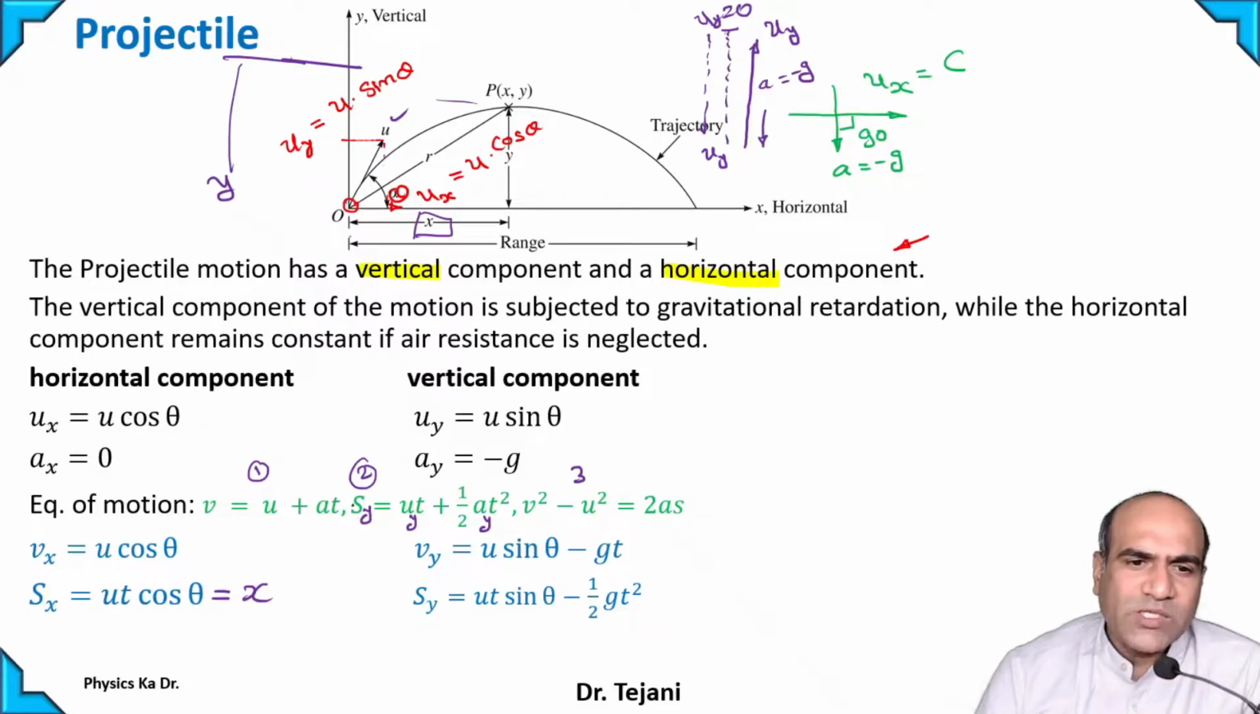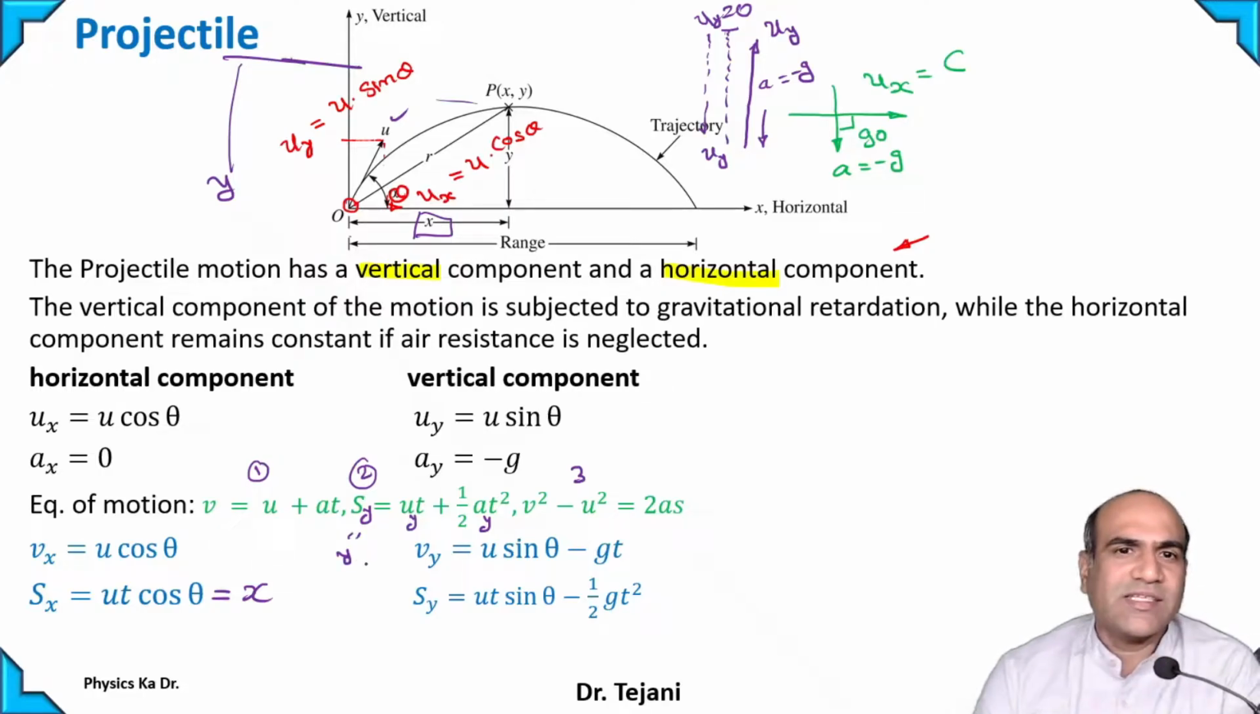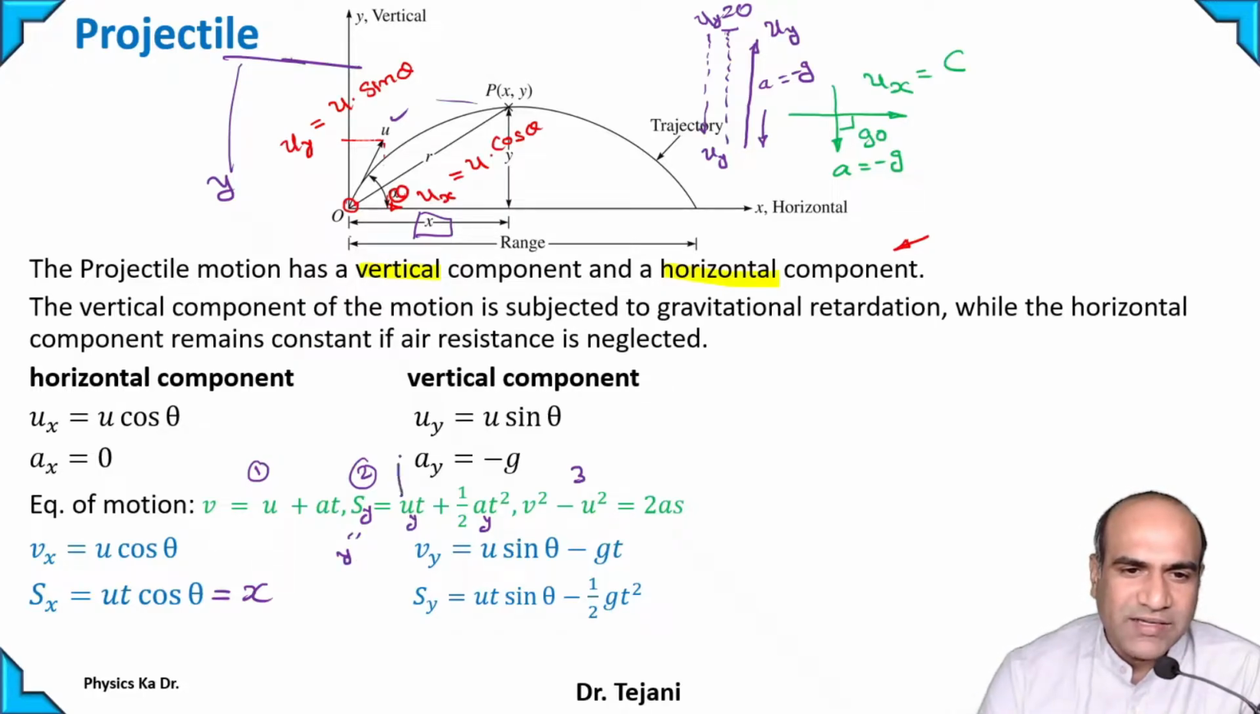So sy, you can write as the y distance from the origin. uy here is u sine theta, so it becomes u t sine theta, and then acceleration becomes minus g. So the equation becomes sy is equal to u t sine theta minus 1/2 g t squared. We can write this equal to y.